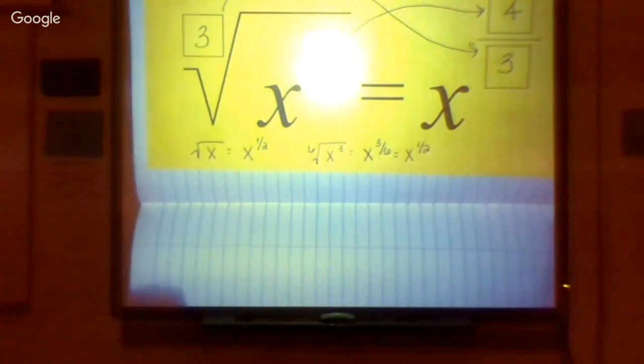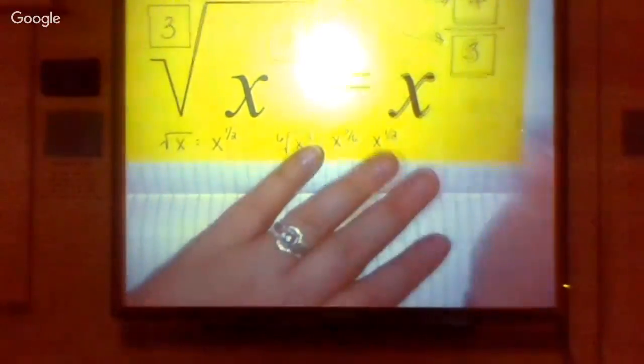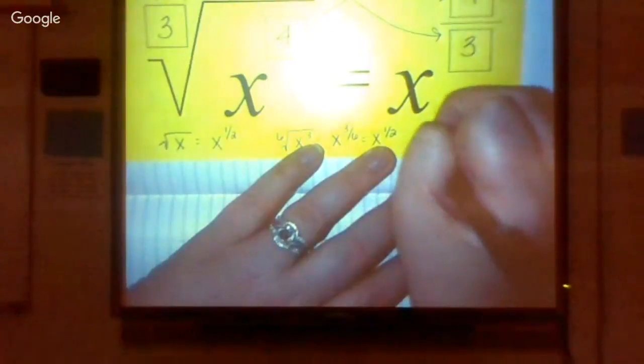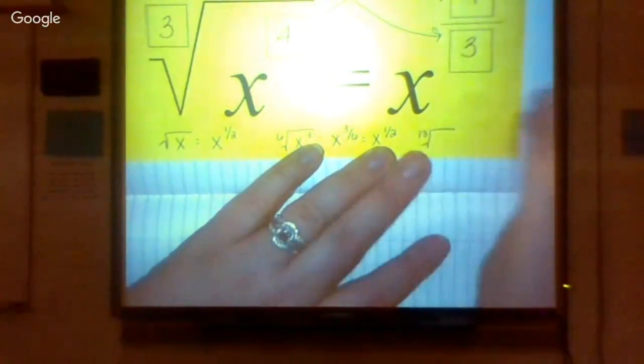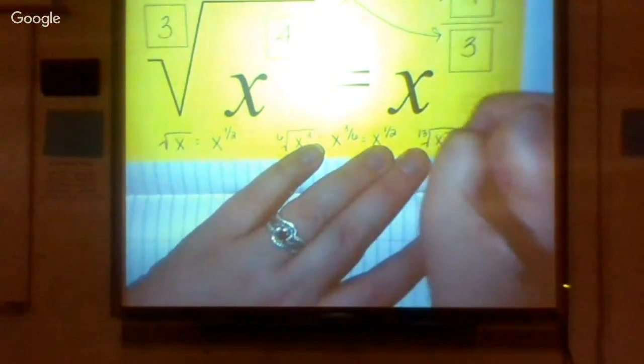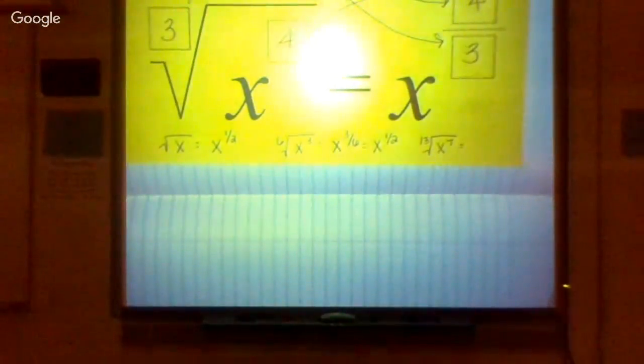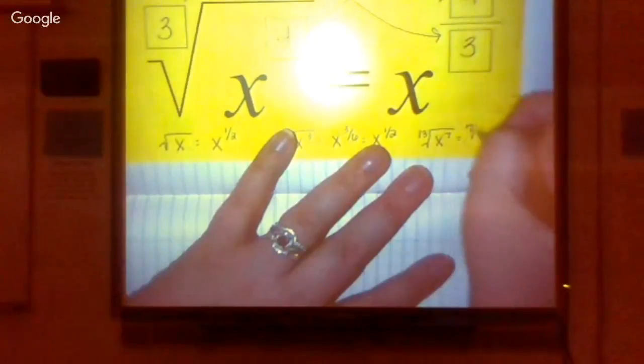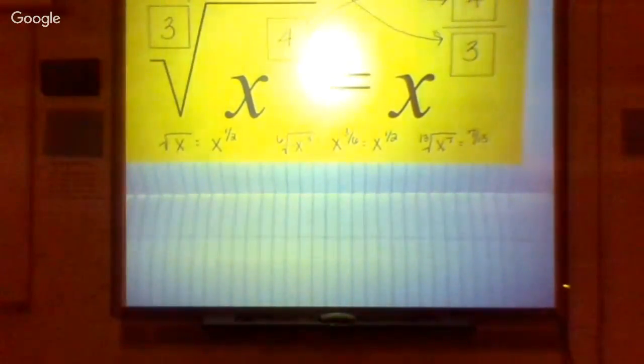Okay, let's say we have, let's do 13 roots of x to the 7th. 7/13. It's always exponent over index. Okay, these things are equivalent. They're equal to each other.